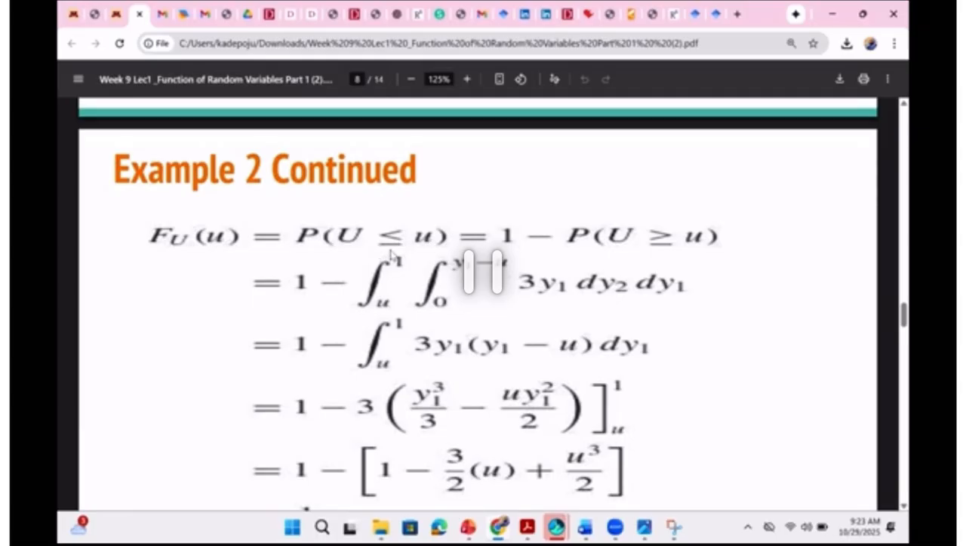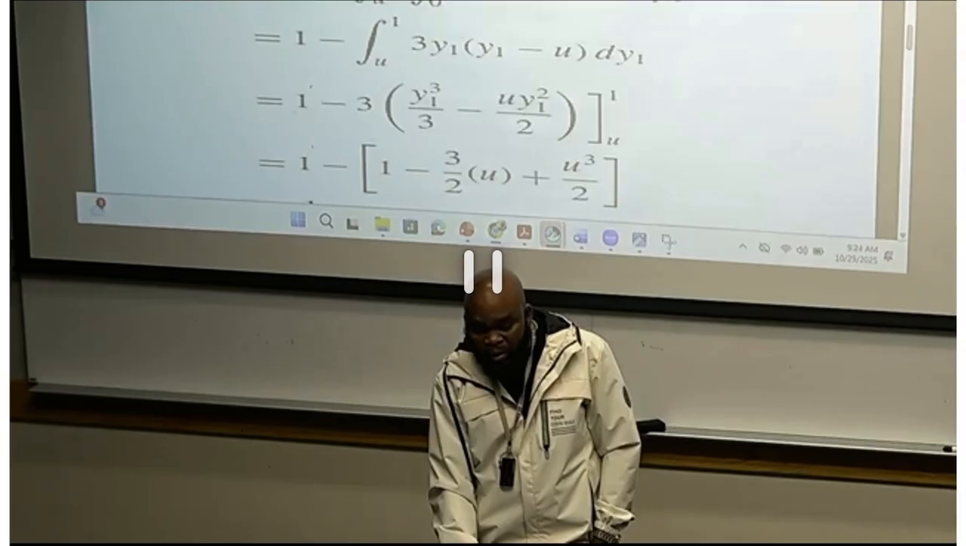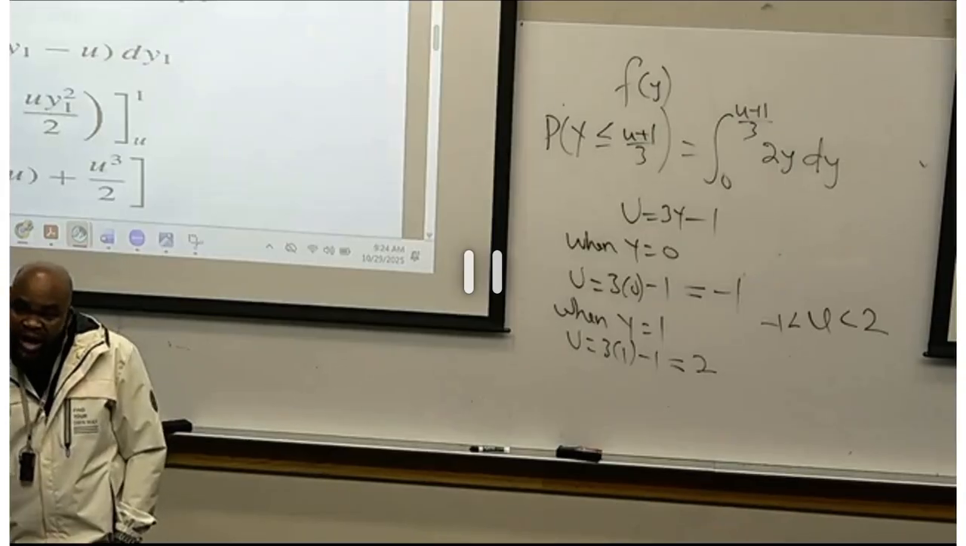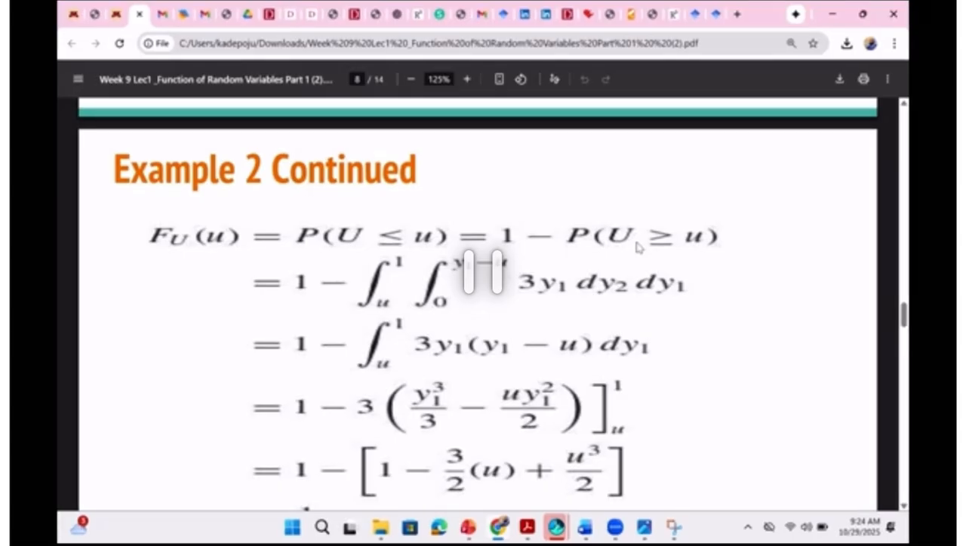If I want to go by the complementary law, the probability of U less than or equal to u plus the probability of U greater than u is going to be equal to 1. So I can say this is equal to 1 minus that. Please pay attention. Now we know what I want to do: I want to figure out the greater than part. Don't forget, I've got 2 variables involved.